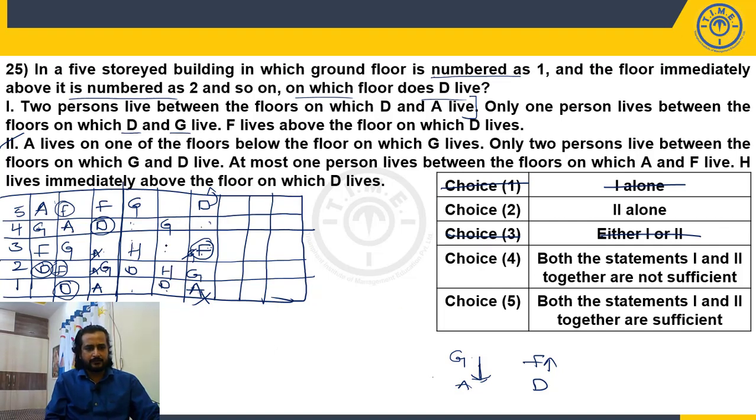Now, below G, A. If I take A here, I have to take F here. But what is given? At most one floor between A and F. So this is ruled out. So this is valid. What is the arrangement? F, G, A, H, D, without violating any condition. So is statement 2 alone sufficient or not? Sufficient. So my answer is choice 2.